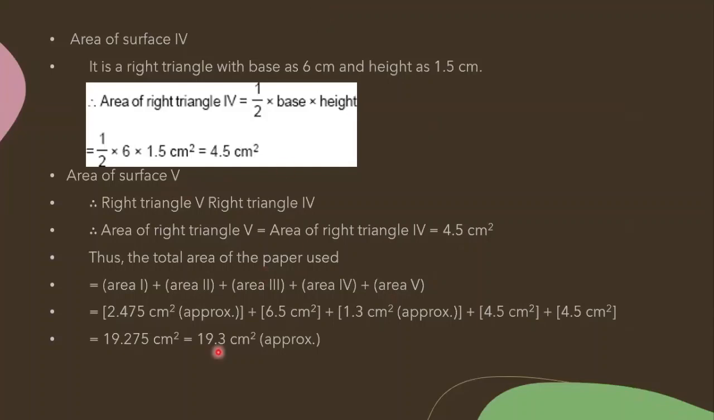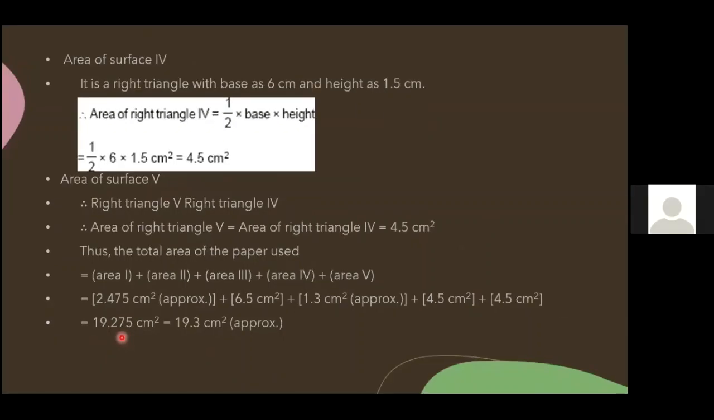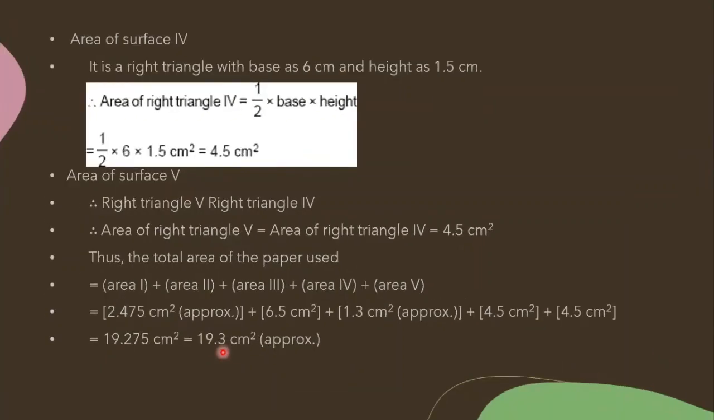So the value is 19.275. So 275 just round off, 19.3. Even you can leave the answer till here also, or you can round off also. Any doubt? No, ma'am. Shall we move on to the next question? Yes, ma'am.